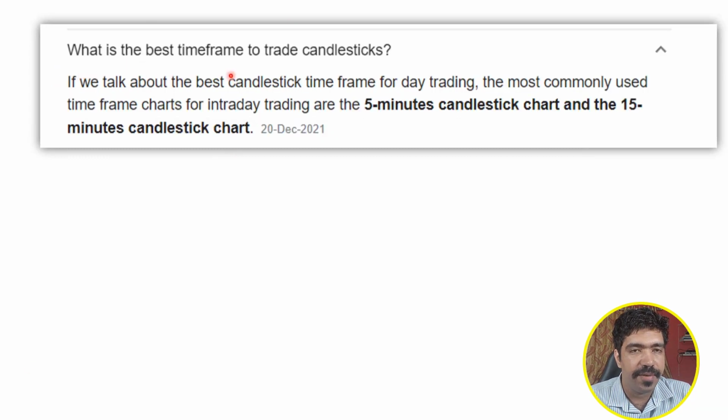What is the best time frame to trade candlesticks? If we talk about day trading, the most commonly used time frames are the 5 minute and 15 minute charts. If we are an intraday trader, then the 5 and 15 minute time frames are very good. But if we are a long-term hodler or long-term investor, then the long-term strategies of 1 day and 1 week time frames will be very good. So depending on the time frame of our investment and trading, we can look at the multiple time frames available on the chart.